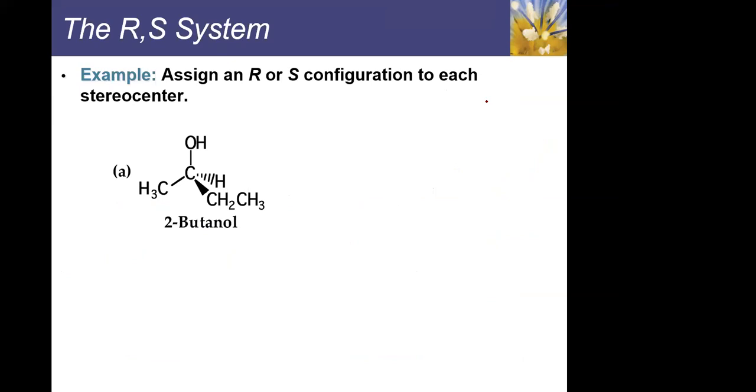Now, wedge dot convention. Remember, the ethyl group is towards the front. Remember the broken wedge? This broken wedge is towards the back. This one is towards the front, right? We know that, because this is very important in this. Now let's try to give priority.